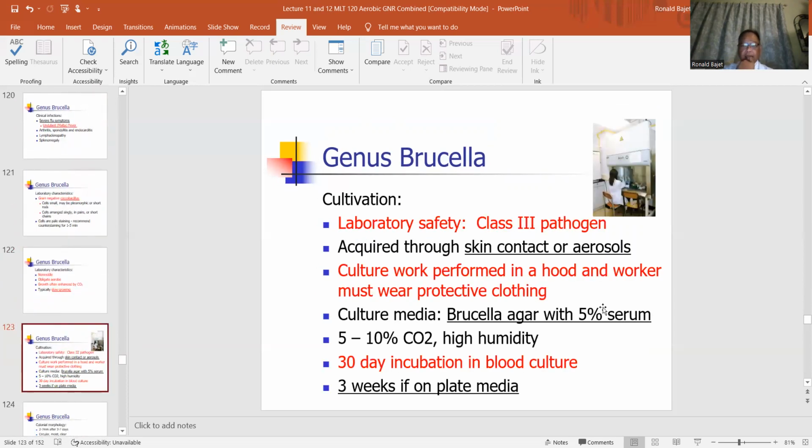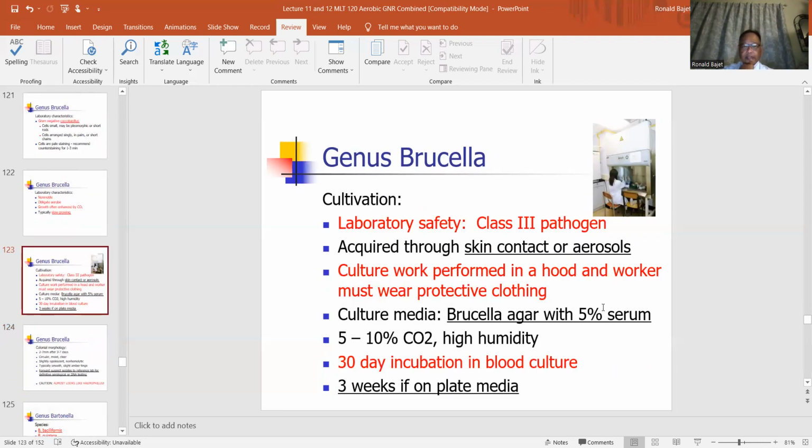Okay, so Brucella, laboratory safety, it's a class 3 pathogen, so it can be used for a bioweapon, okay? Culture work performed in a hood, and a worker must wear protective clothing. Class 3 pathogen, okay? It likes CO2, high humidity. There's Brucella agar with 5% serum, 30-day incubation. So all the others are like 2 weeks or 3 days. Brucella is one of the longest. It's a 30-day incubation.